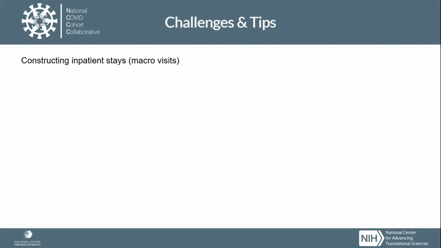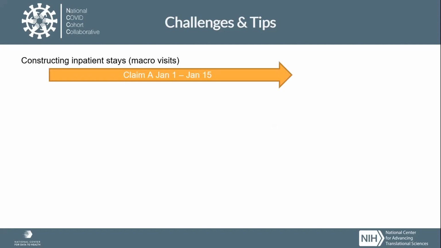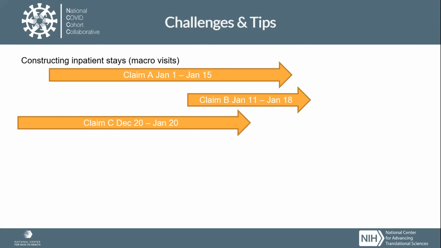Another one I mentioned earlier is this idea of macro visits. And again, I'll talk about this in general when I deal with claims data, not necessarily in an N3C environment. There may be a claim, all for the same person, with a starting date and ending date of the 1st to the 15th. And then another claim from the 11th to the 18th. So there's a bit of an overlap there. And then a third claim from the 20th of the previous month to the 20th of this month. So all three of these claims overlap in some way with each other.